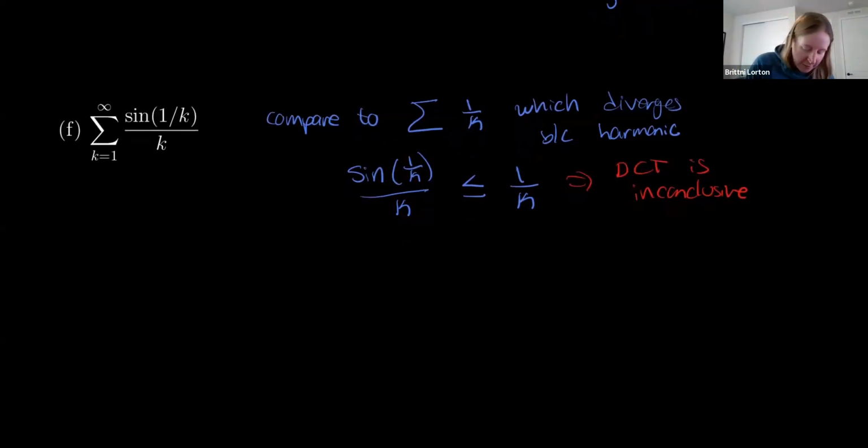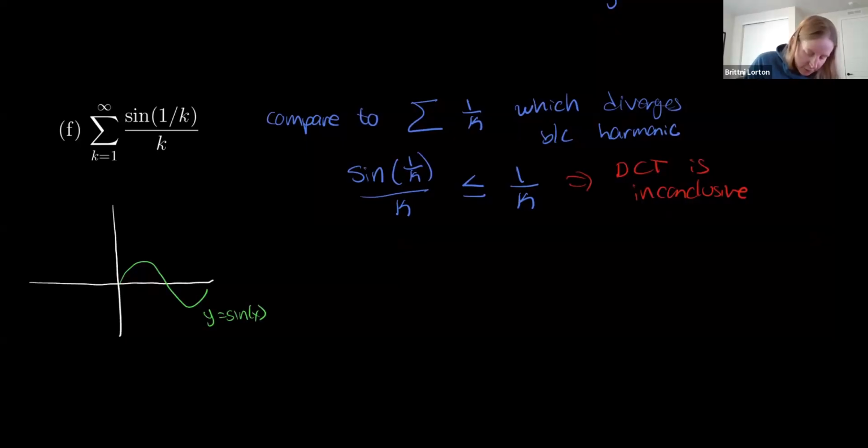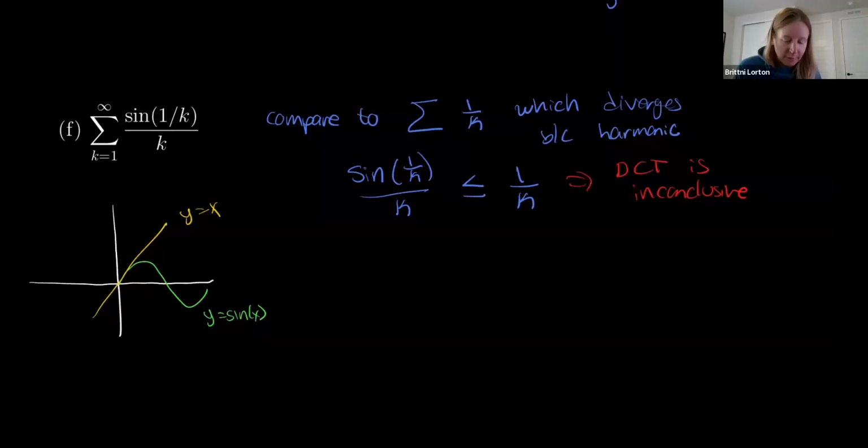So here's what I'm going to do. I want to do a quick little graph off here to the side. And I hope we remember the sine graph, just the sine of x. Like this is the y equals sine of x graph. We know that. I also know the graph of y equals x. So you can see that sine of x is smaller than x, right? Just by the graph. So I'm going to start off with that part of the comparison. So I know that sine of x is smaller than x.